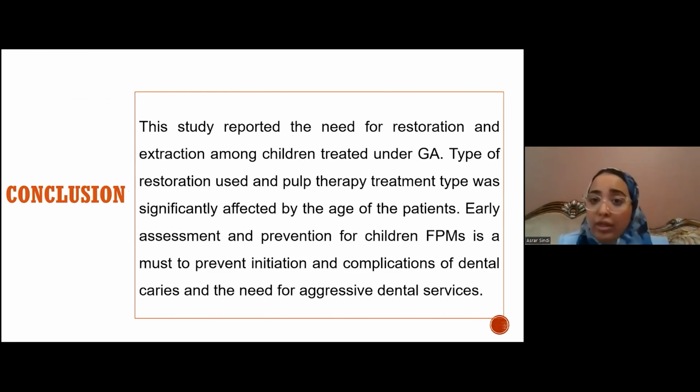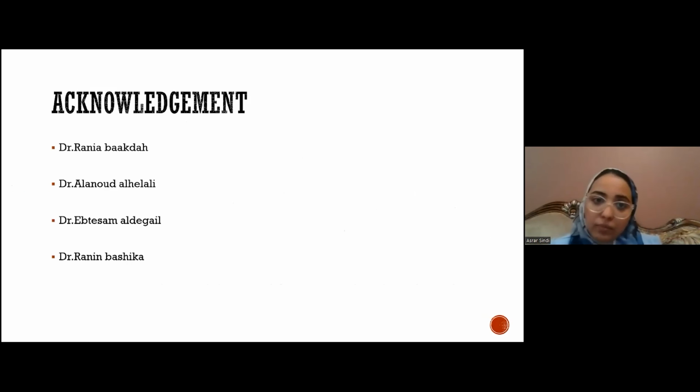Our study reported the need for restoration and extraction among children treated under general anesthesia, and the type of restoration used and pulp therapy treatment type were significantly affected by the age of the patient. Also, early assessment and prevention of children's first permanent molars is a must to prevent initiation and complications of dental caries and the need for aggressive dental services.